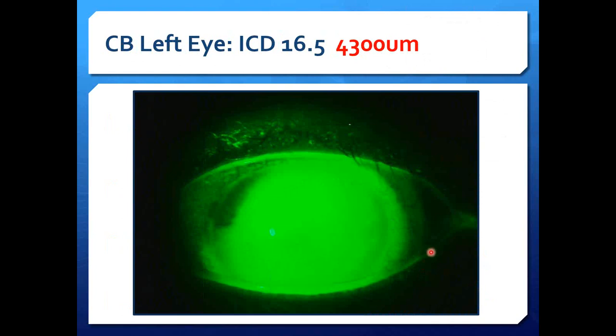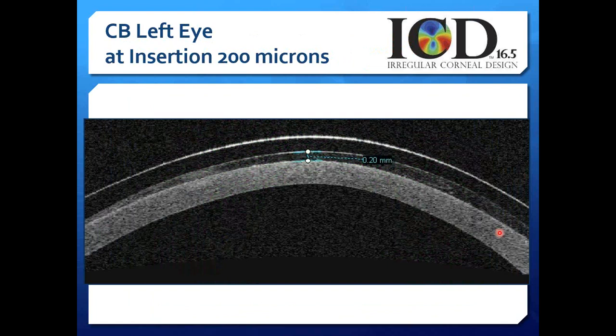Now have a look at this pattern. How much fluid do you think exists between lens and cornea? How much would you guesstimate? Remember that we should have put on a 4,700 micron lens. We put on a lens 400 microns lower. Yet we have a very difficult time making out pupil or iris here. When you pull up the OCT, this patient has actually 200 microns of fluid between lens and cornea.